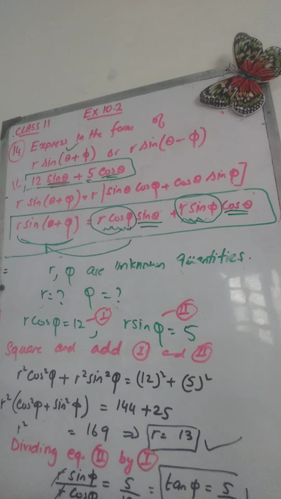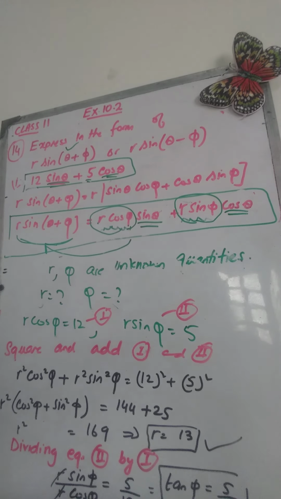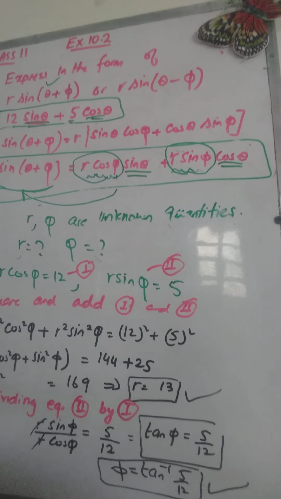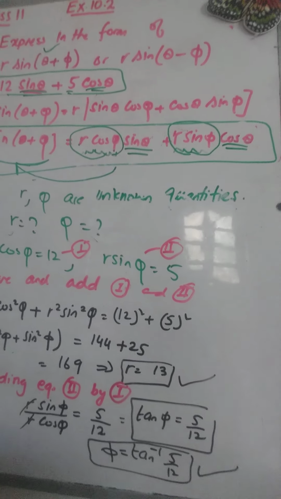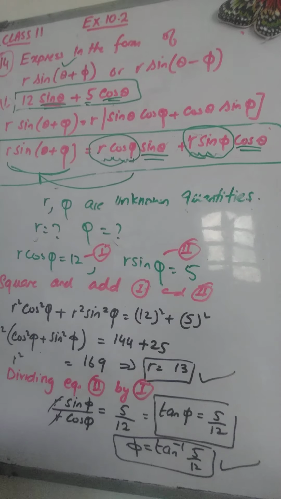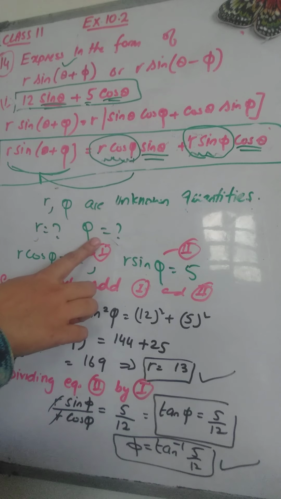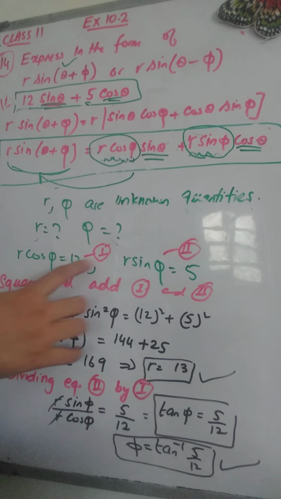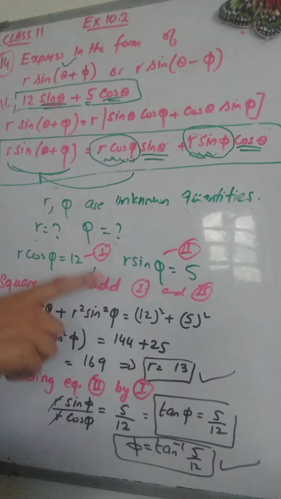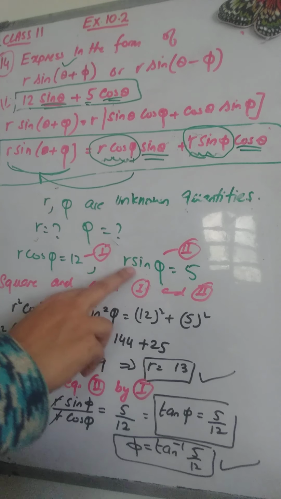These are the two values of phi and r. We divided both the equations, so tangent phi becomes equal to 5 over 12. What we did over here is we needed r and phi which will make r cos phi equal to 12 and r sine phi equal to 5. So we had to solve these two equations first. I squared both the equations and added them.